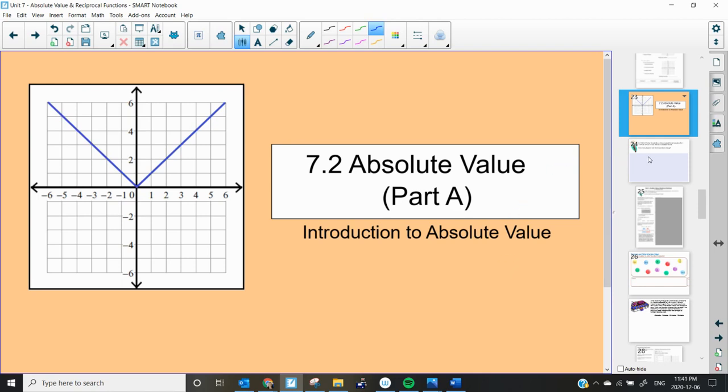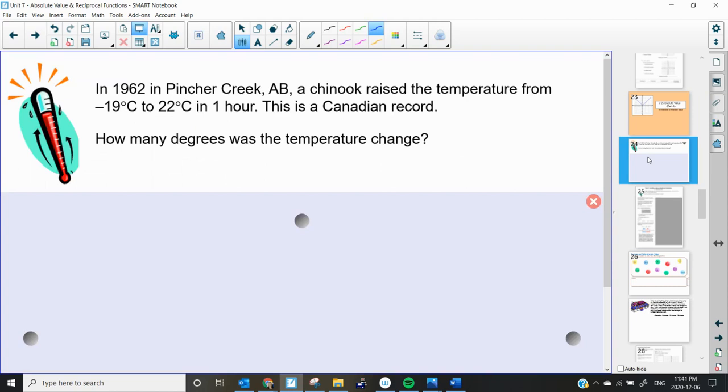And to do that, we're going to start off just by looking at some examples. Now, the first question I have for you here, it says in 1962 in Pincher Creek, Alberta, a Chinook raised the temperature from negative 19 degrees to 22 degrees Celsius in 1 hour. This is actually a Canadian record. So the question I have for you is how many degrees was the temperature change? So I'll give you a chance to think about your answer.